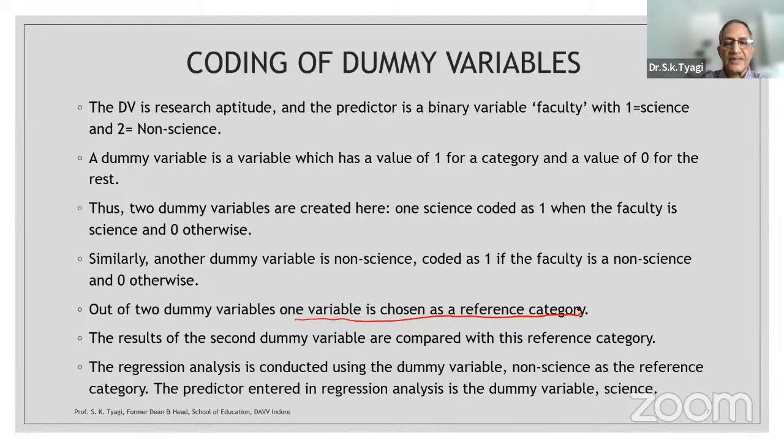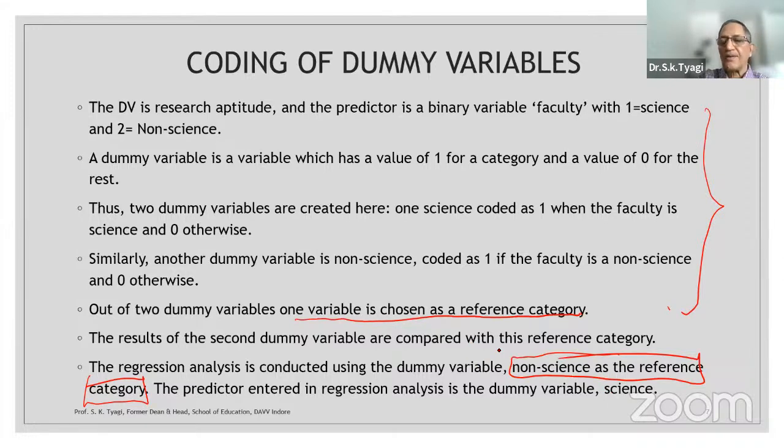And the regression analysis is conducted using the dummy variable. I have conducted this regression and I have chosen non-science as a reference category. Okay, so I will enter only the dummy variable science into regression. Now this you have understood, I think, properly.